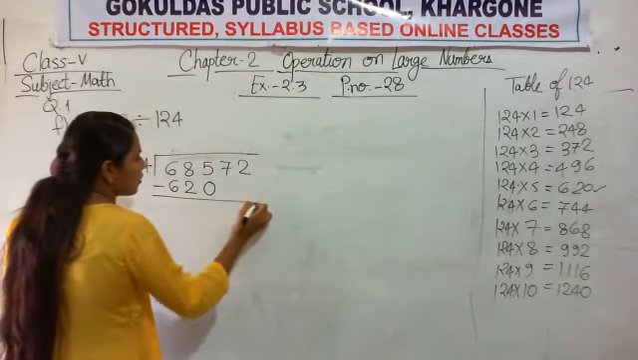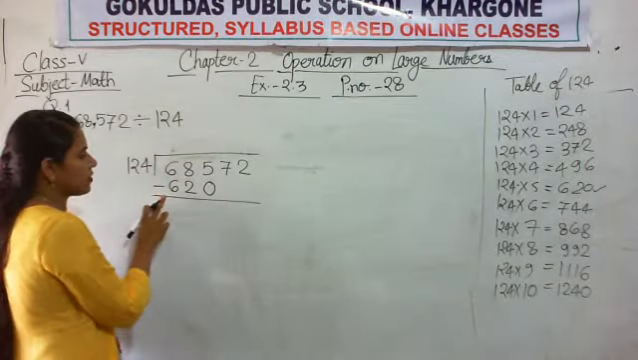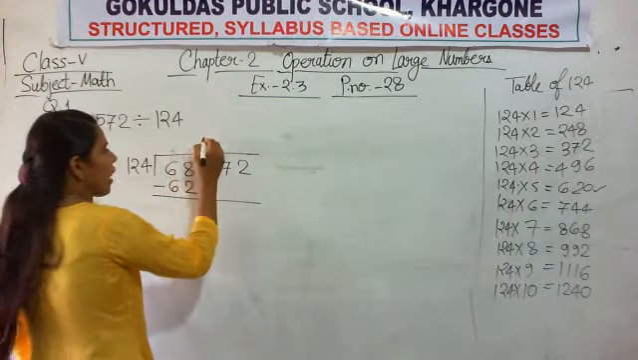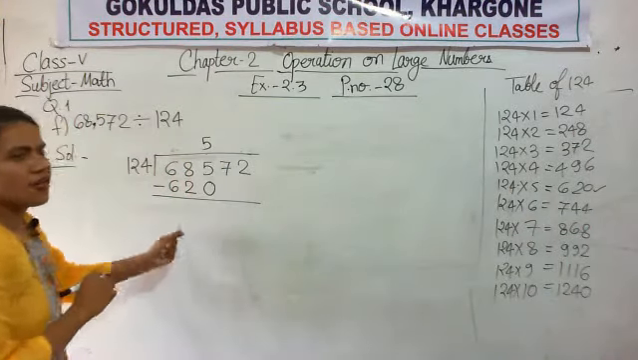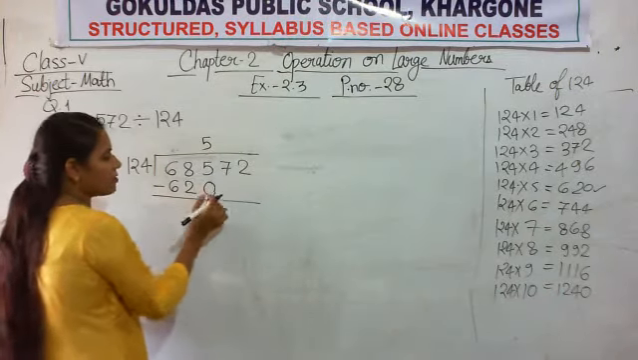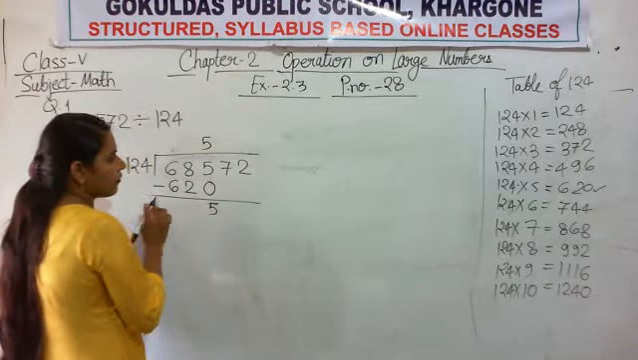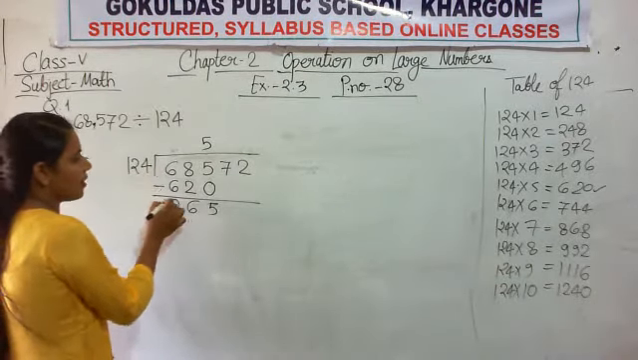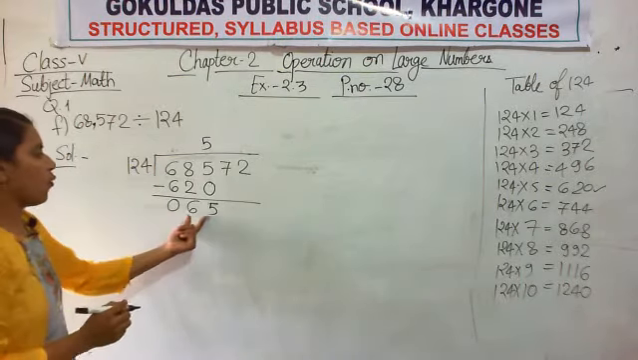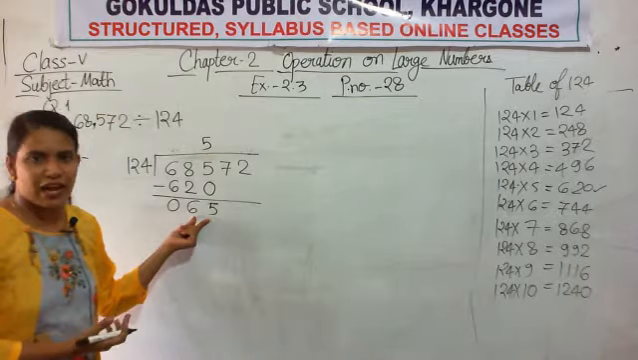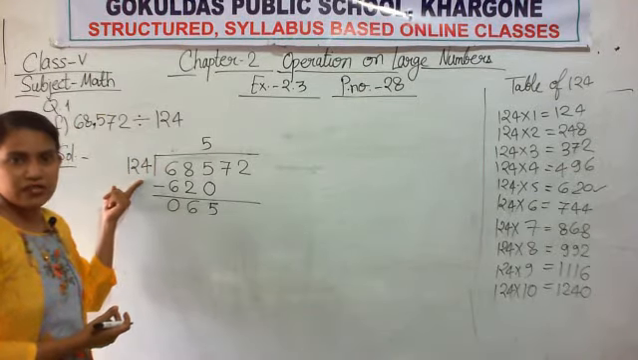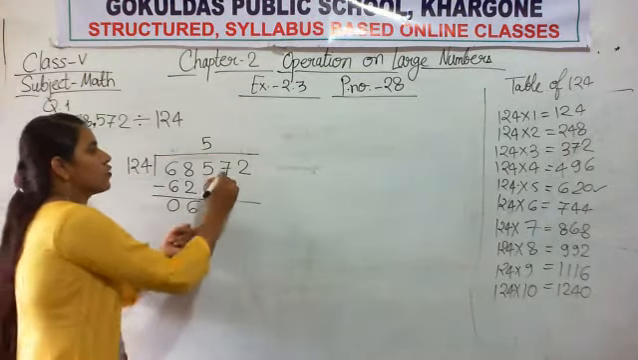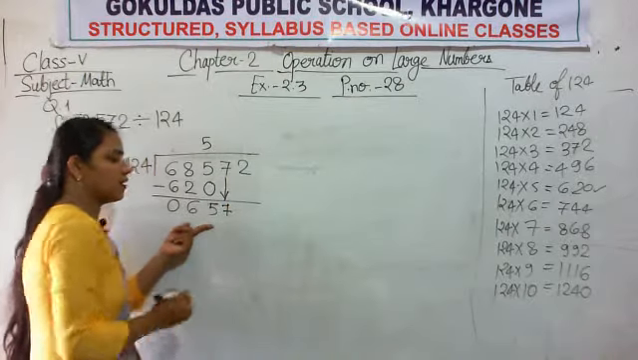From 685 we will subtract 620. 620 comes in how many times? In 5 times. So I will write 5 over here. Now start subtracting. 5 minus 0 is 5. 8 minus 2 is 6. And 6 minus 6, the remainder is 0. Now your new dividend is 65. 65 is smaller than the divisor, so you cannot divide. So now you have to bring down this 7 here.